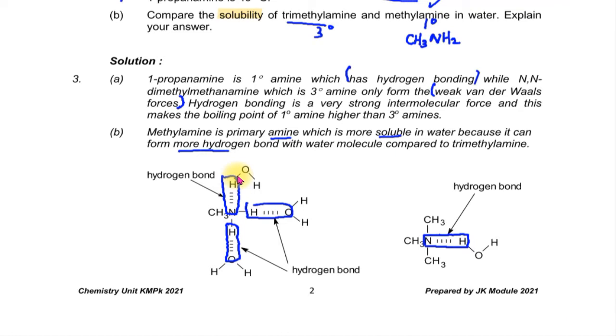You have to be careful. A is asked about boiling point. B is asked about solubility. For solubility, the nitrogen can form hydrogen bonds by using the nitrogen atom, forming hydrogen bonds with the H atom of the water over here.